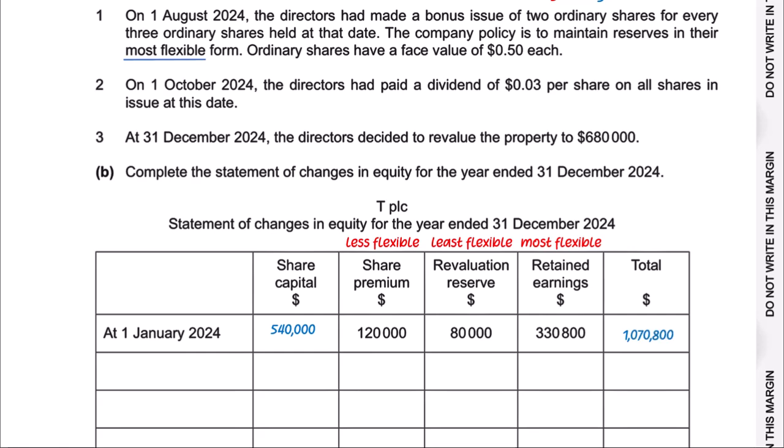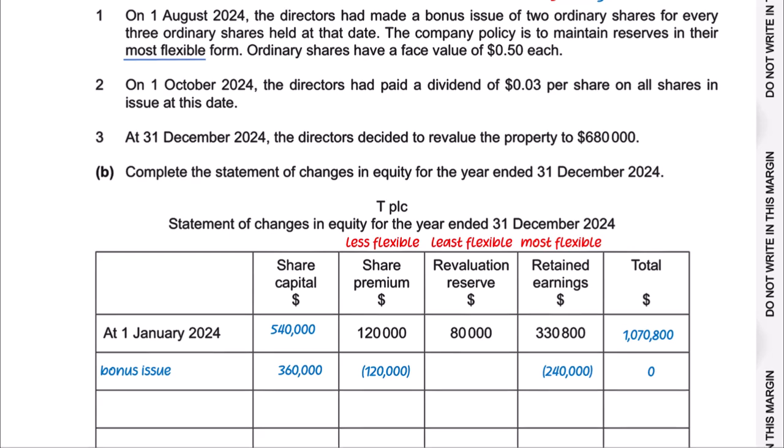Therefore, for the bonus issue of $360,000, we use the entire share premium of $120,000, and for the remaining $240,000 of the bonus issue, we use the retained earnings. So the total for the bonus issue row becomes 0.